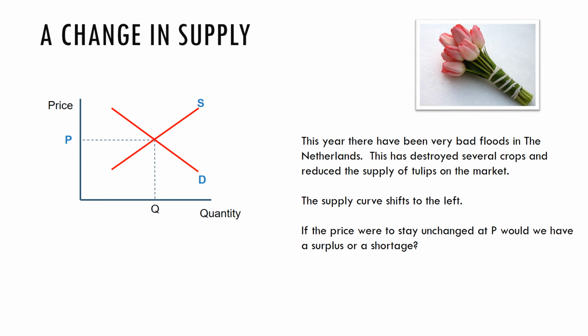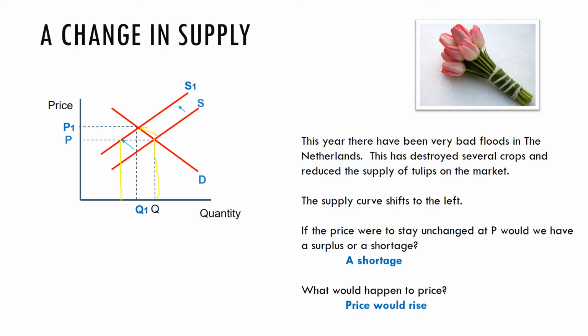This year there have been very bad floods in the Netherlands, which destroyed several crops and reduced the supply. So what impact would this have? Well, this would be a reduction in supply. Now, at a market price of P, only this much can be supplied and this much, Q, is being demanded. So here we have a situation of excess demand. What would we expect to happen? Well, we would expect the price to move towards a new equilibrium at P1. So the price should rise to P1 and the quantity bought and sold in the market will both be the same, Q1. Our market again is in equilibrium, it's stable.